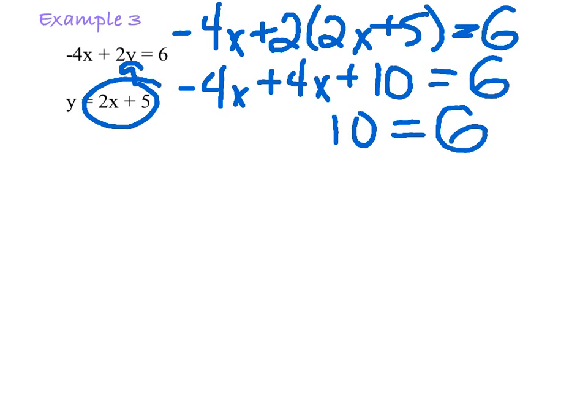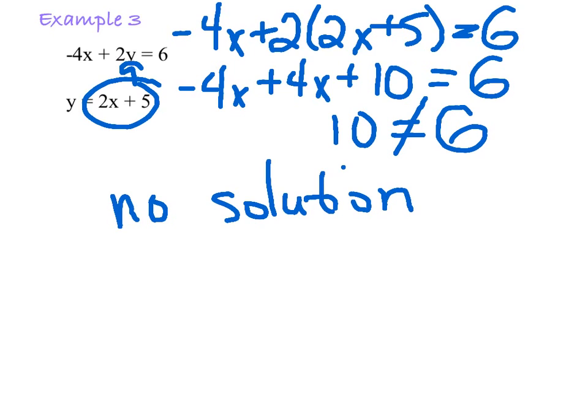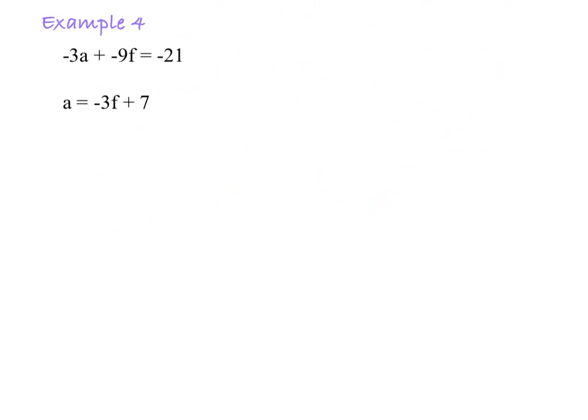Now in math we know this is not a true sentence. 10 does not equal 6. The way they show that in math is to put a not sign through the equal sign. When you have your two sides of your equations and they don't equal each other and the variables have been canceled out, you don't have a solution. So in that case your answer that you will write down is no solution.